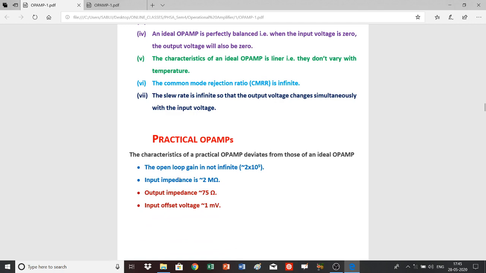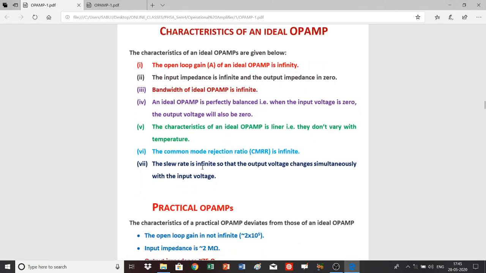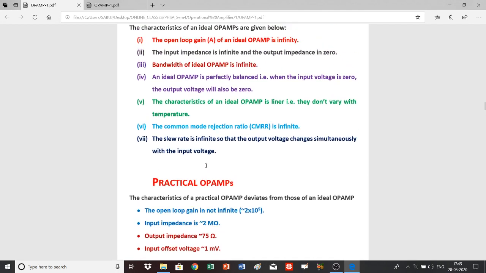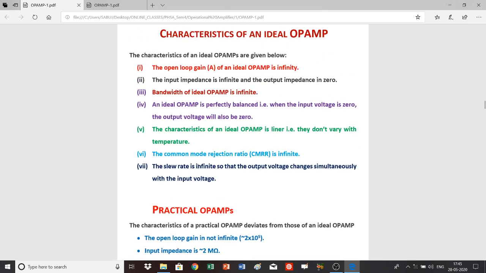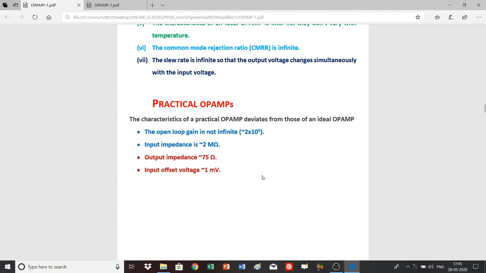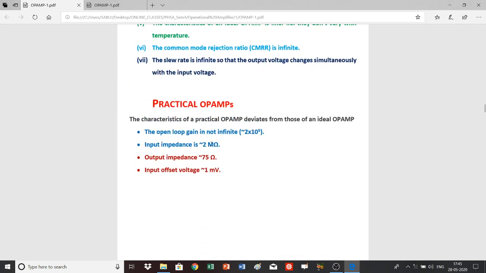Now, although these are the characteristics of an ideal op-amp, in practical cases, practical op-amps do not obey all these characteristics. They deviate from these characteristics, which are listed here. Number one is, in case of an ideal op-amp, you know that the loop gain is infinite, but in case of a practical op-amp, it is not infinite. It is a very high value, somewhat like 2 into 10 to the power 5.